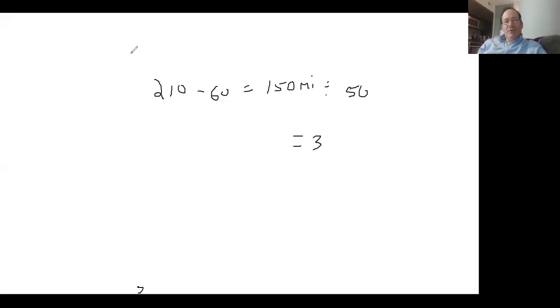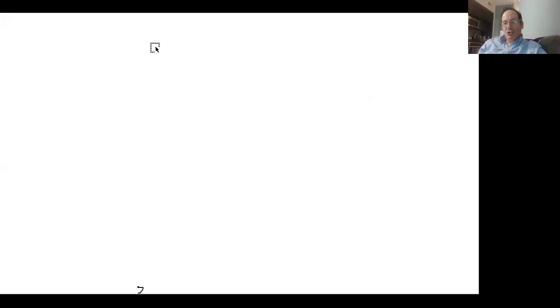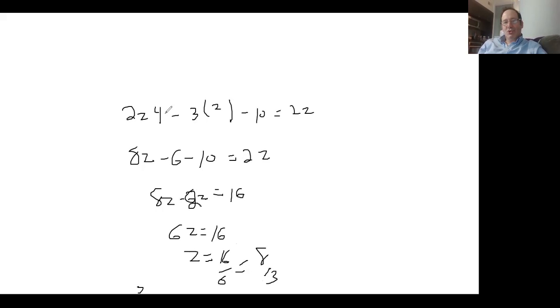For number 17, it's a complicated looking equation, but not that hard. Just plug in W equals 2. So I get 2z, W squared is 4, minus 3 times 2 minus 10 equals 2z. So this is 8z minus 6 minus 10 equals 2z. So 8z minus 2z equals 16, or 6z equals 16. Z equals 16 over 6, which equals 8/3. So just basic substitution and some algebra.